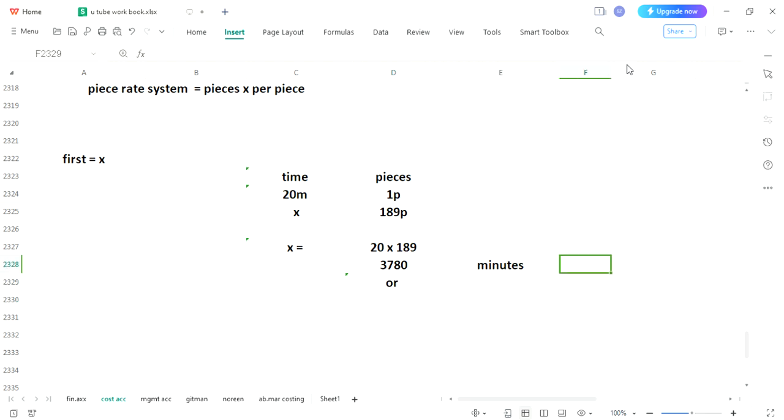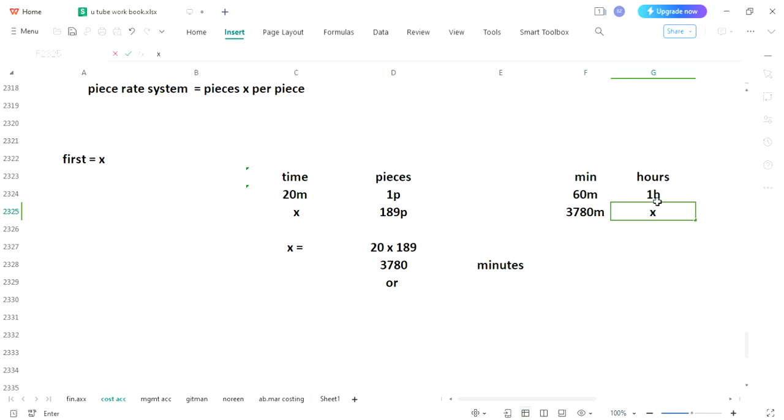So again we can put here the minutes and hours relation. As we know, 1 hour contains 60 minutes. Now we want to know how many hours are present in 3780 minutes, then again x. These m and h, minutes and hours, are written but they are not obligatory, it's optional. You may not be writing them in actual. I am writing them just to make your understanding a little easier.